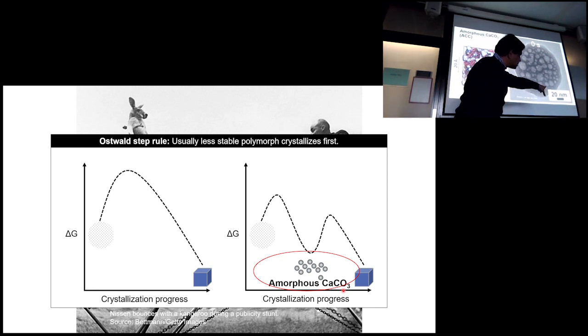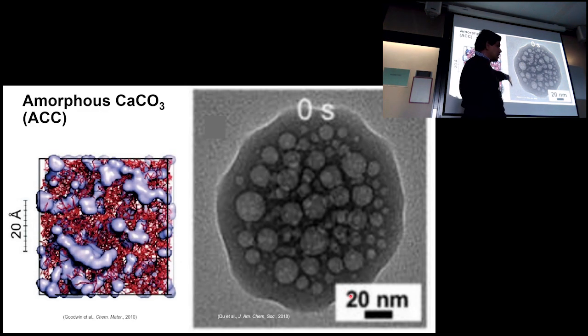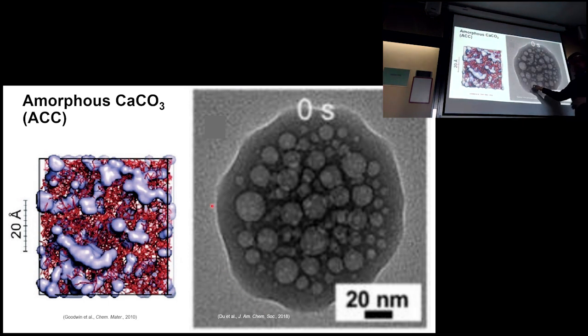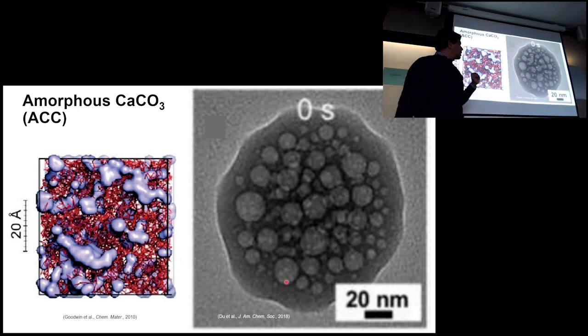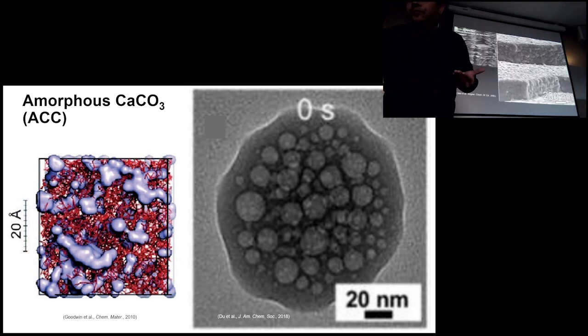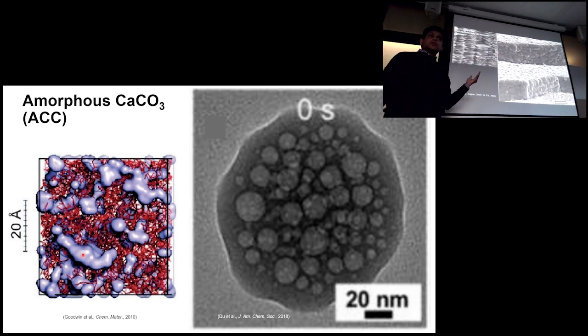And this is what ACC looks like. You can see that ACC, the scale bar is 20 nanometers, so super, super small, about 50 nanometers in size, with these vacuoles inside. These vacuoles are what they call structural water, that is, water molecules embedded inside this amorphous calcium carbonate particle. And here is a molecular dynamics picture of ACC, and these red ones are calcium carbonate, with water molecules around it.